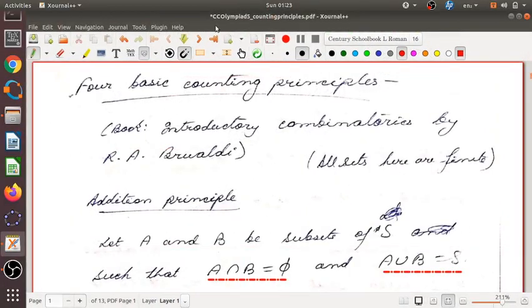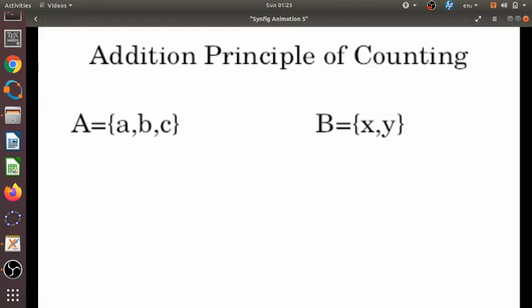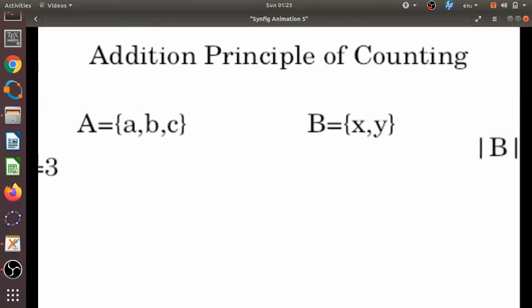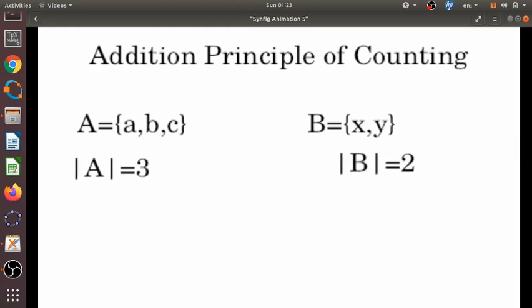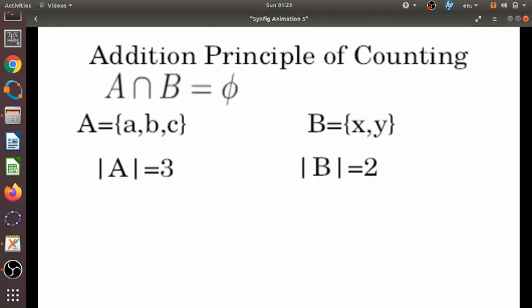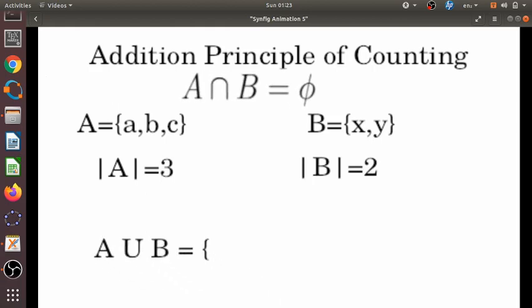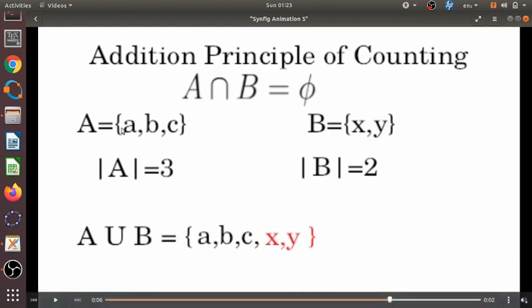Let us have a look at a simple illustration of what we do in the addition principle. We have two sets, A equal to {a, b, c} and B equal to {x, y}, and these two sets are disjoint. The number of elements of A is 3, the number of elements of B is 2, and A intersection B is phi, that is empty. Then what is A union B? A union B will consist of the elements a, b, c and x, y, the elements of A and the elements of B, all together. How many elements are there in A union B? There are 3 from the set A and 2 from the set B, and there is nothing in common. So the number of distinct elements in A union B is 3 plus 2, that is 5, and this is nothing but the addition principle of counting.